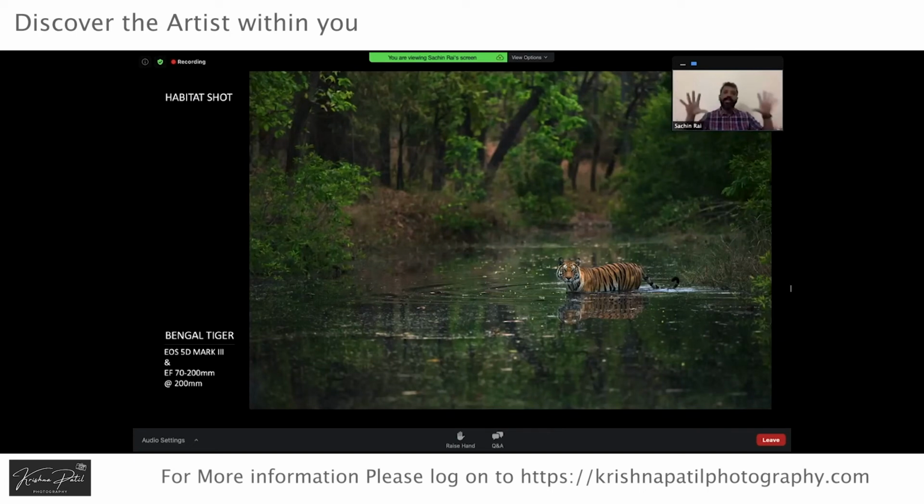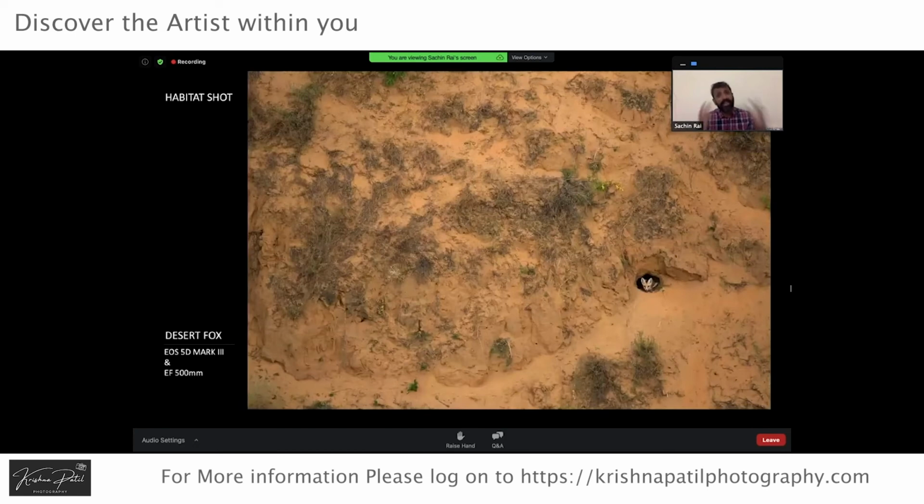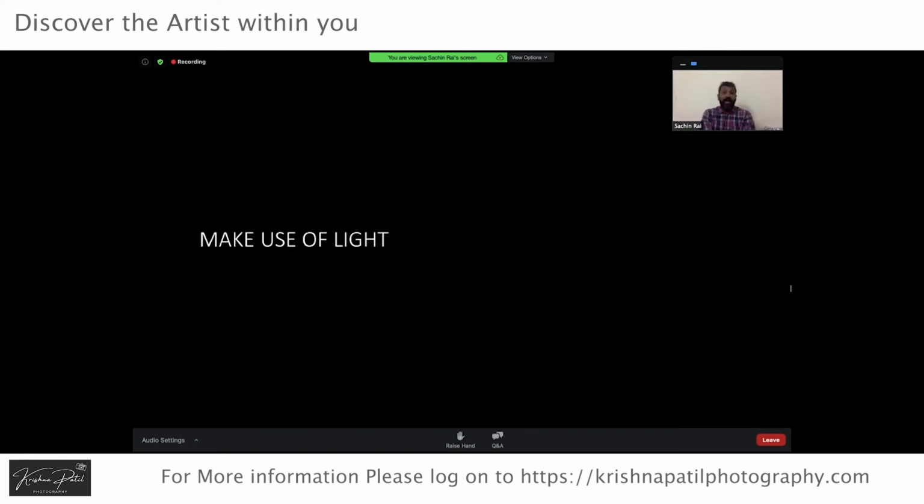So I would want to do justice by showing the entire scenario, which is what is called a habitat shot. Right? Now a habitat shot with a 500 mm lens, because it was very far. I could of course go closer and take a picture of this. Then it's a desert fox peeping out of its hole, its home in a ravine. This is close to Chambal in Rajasthan, and these guys live there. So I would want to make the storytelling image. That's why the habitat shot is important.